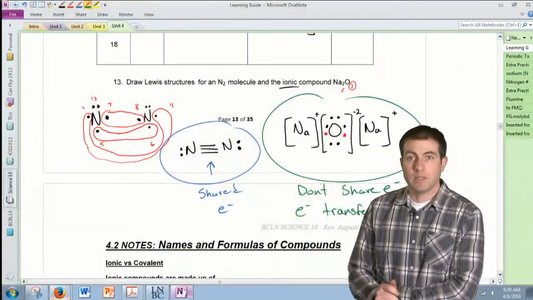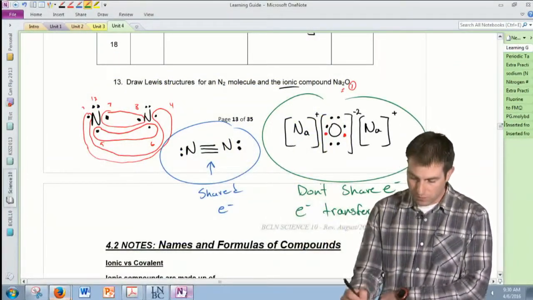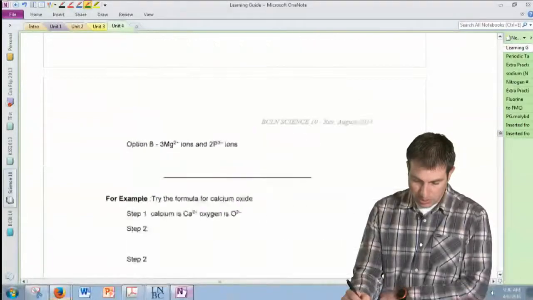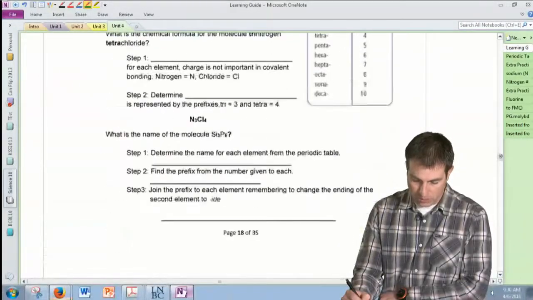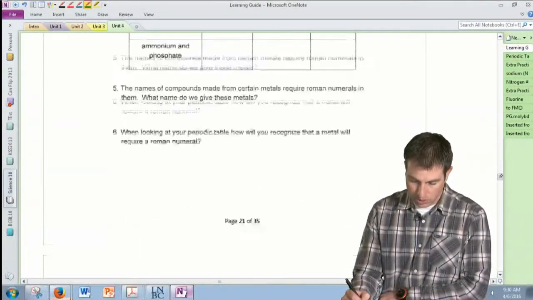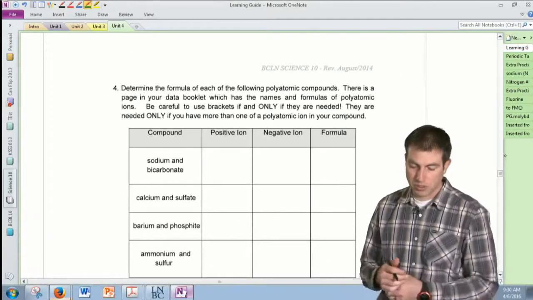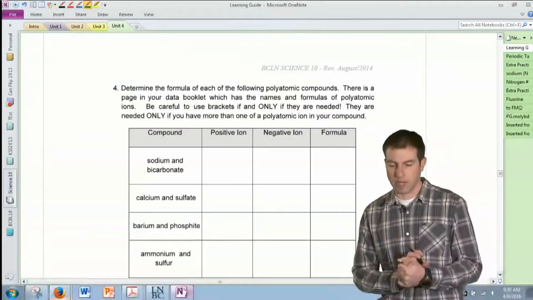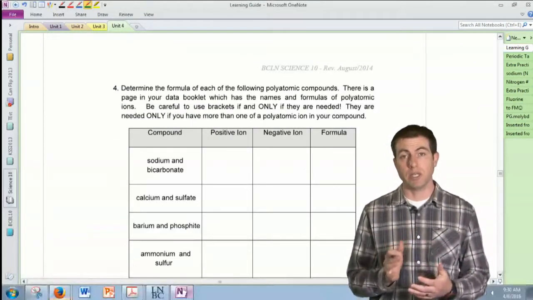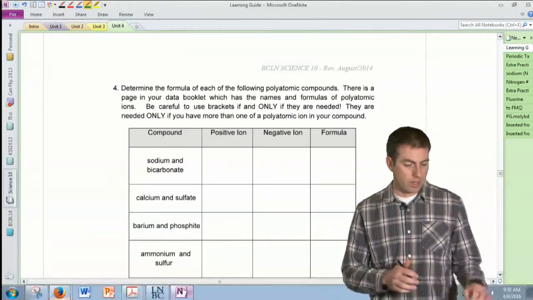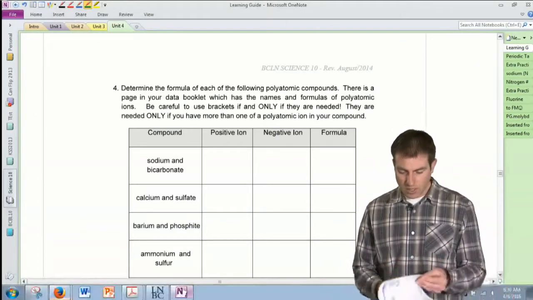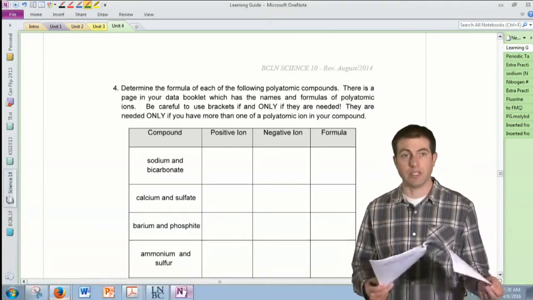All right. Taylor has another question, page 21, number 4, and then I'll jump into some of the extra practice, and then we'll talk about covalence, and then we'll call it a day. So determine the formula for each of the following polyatomic compounds. As soon as you see the word polyatomic, you know we're dealing with the polyatomic ion sheet on page 5 of your data booklet.